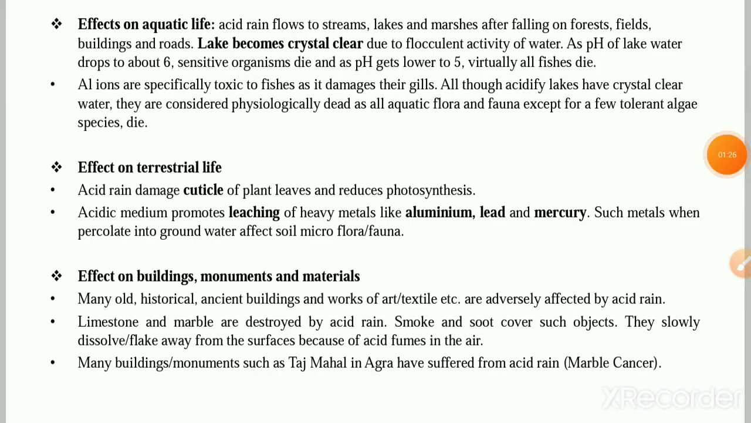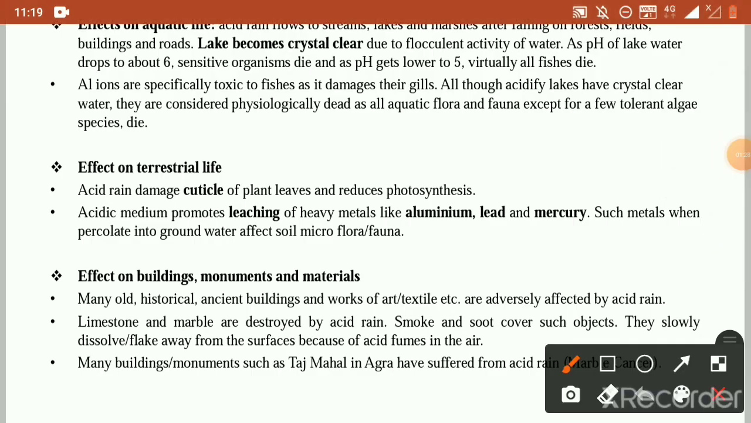Third is the effect on aquatic life. It results in the death of aquatic animals. Fourth is the effect on terrestrial life. Acid rain damages cuticle of plant leaves and reduces photosynthesis. Acidic medium promotes leaching of heavy metals like aluminium, lead, and mercury. Such metals, when they percolate into groundwater, affect soil micro flora and fauna.